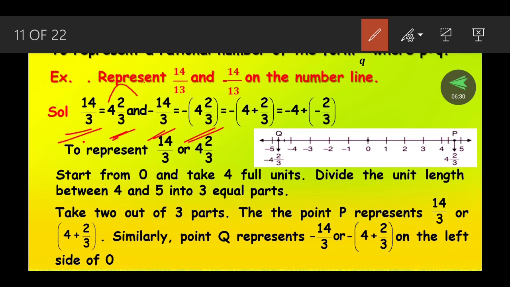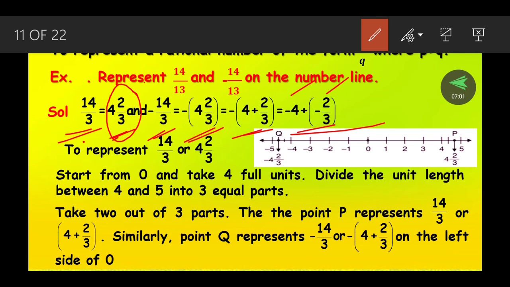4 2 by 3, no need to worry. But minus 4 2 by 3, how to write? Minus, we will take it out common. Inside the bracket, we will write 4 plus 2 by 3. Again, if we expand it, minus will come for 4 and minus will come for 2 by 3. It will become minus 4 plus minus 2 by 3.